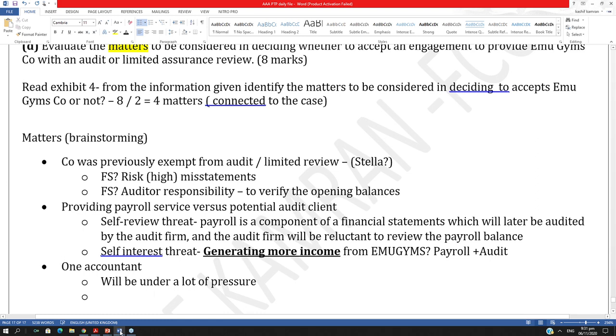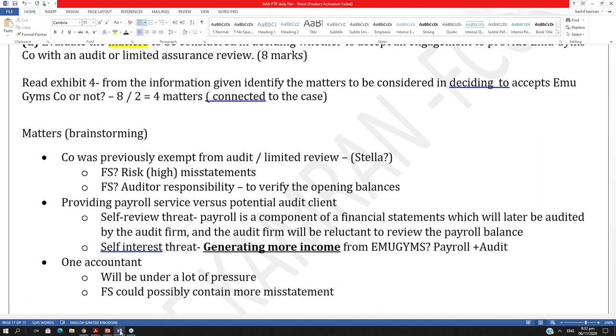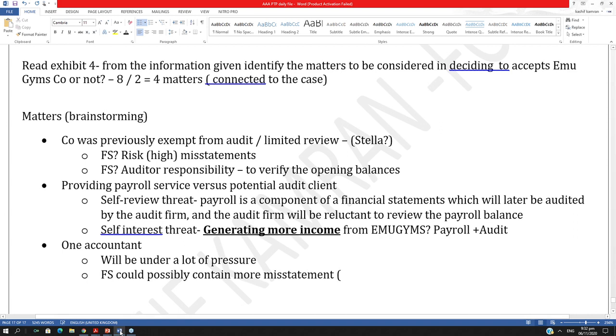Being under a lot of pressure means financial statements could possibly contain more misstatements. So why is this point important to the auditor if one accountant is under a lot of pressure? This point is important to the audit firm because the financial statements could possibly contain more misstatements. So should you be alert as an auditor when you come to the audit of Emugems that there is just one accountant who is under a lot of pressure? So will you be skeptical when you come to the audit? Right? So one accountant. Okay, you come to the next para then.